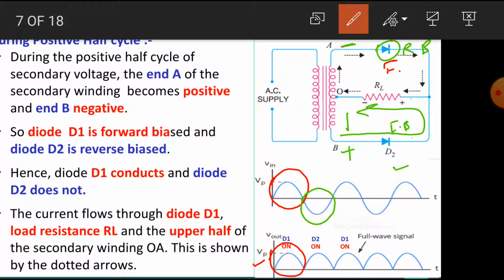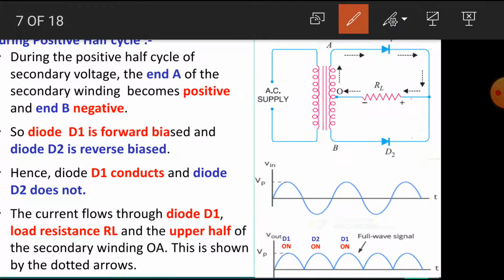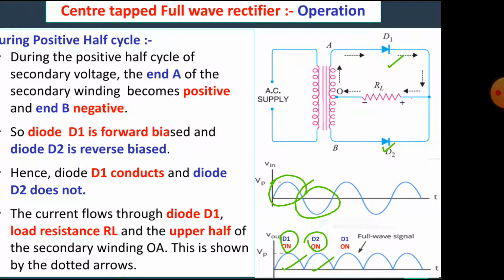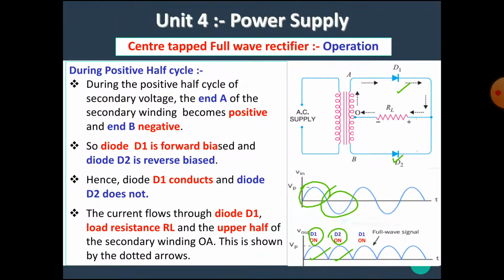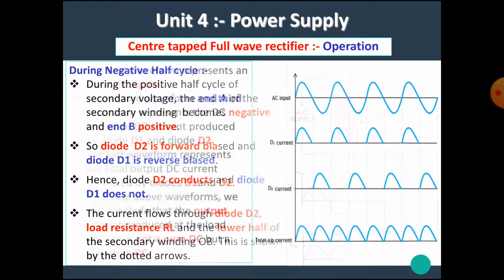Hence during the negative half cycle, the output voltage appears across the load like this. That means during the positive half cycle, diode D1 becomes on and during the negative half cycle, diode D2 becomes on. That means there is no loss of voltage during the positive and negative half cycle. I hope you all now understand the operation of the center tapped full wave rectifier.